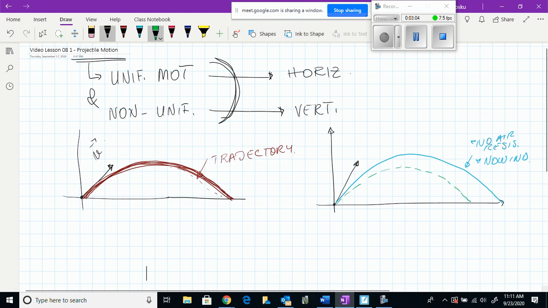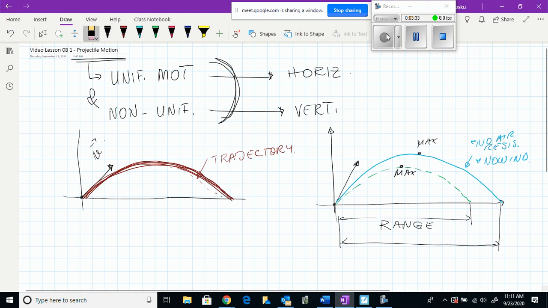The maximum is reached at a lower point. So this is max, and this is max. And the range is smaller. How far is it going along the horizontal axis? The range is smaller. However, as I said, we will not take those into consideration. We will see only the case where we have no wind and no air resistance.